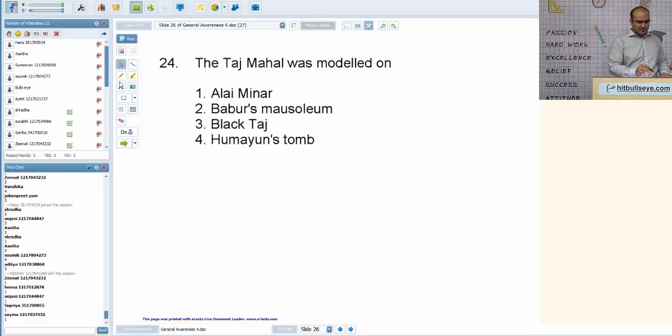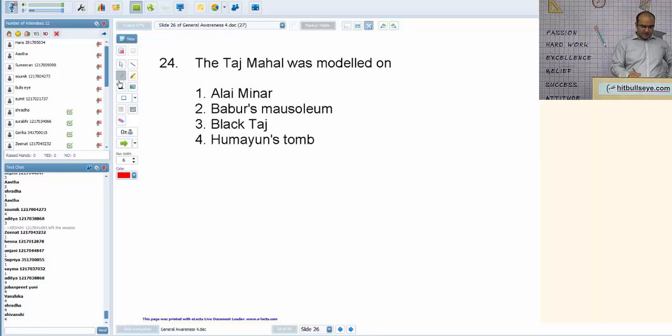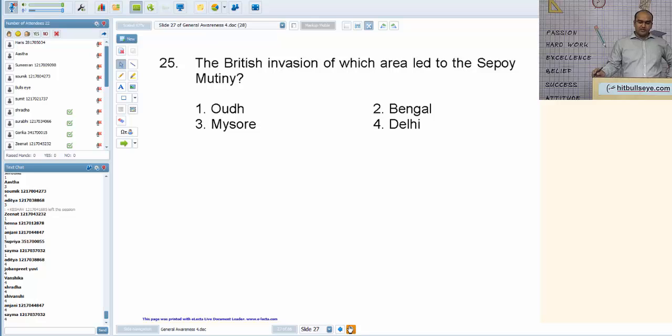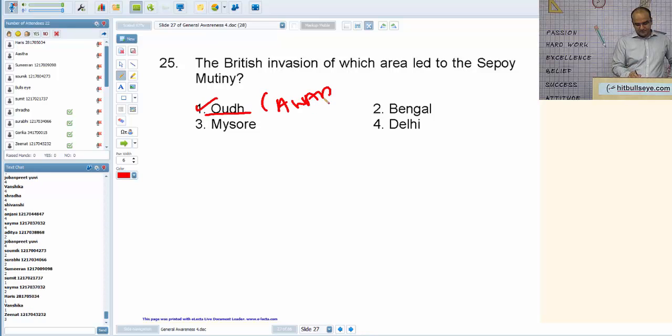Next, a simple question. The Taj Mahal was modeled on which of the following monuments? Okay, most of you have the correct answer, that is Humayun's tomb. Next, the British invasion of which area led to the Sepoy Mutiny? Okay, the correct answer in this case is Oudh, also known as Awadh. Right, so Britishers overtook this area, Awadh. This is in modern day Uttar Pradesh.